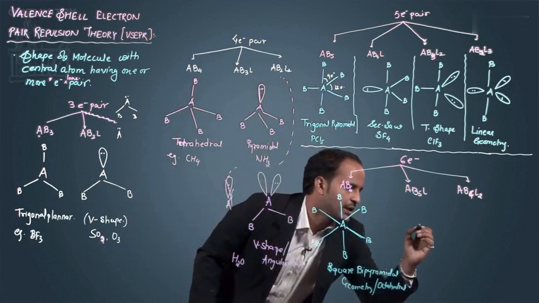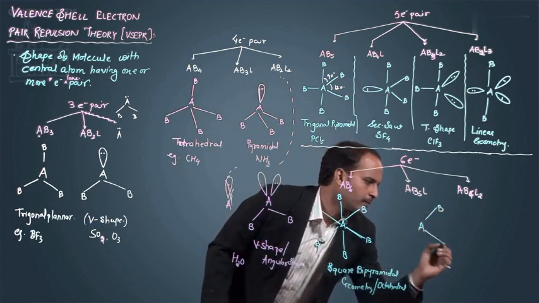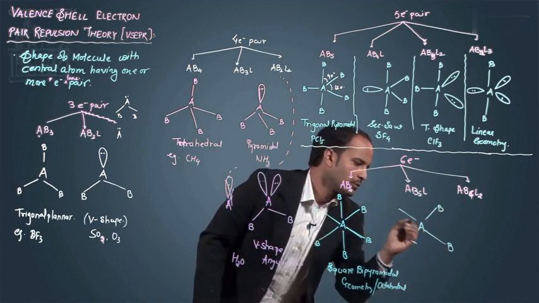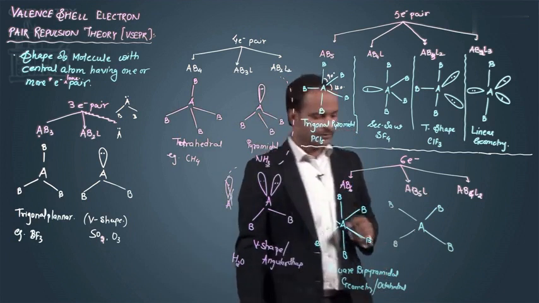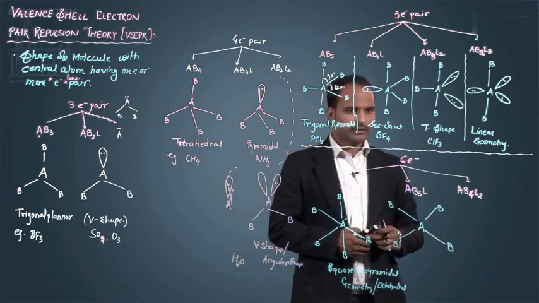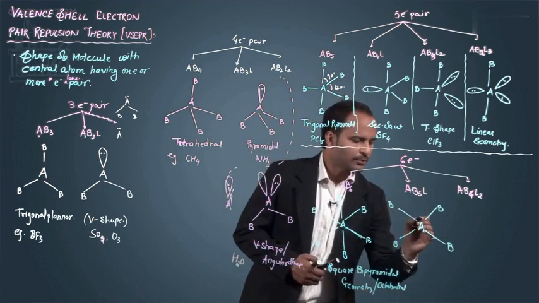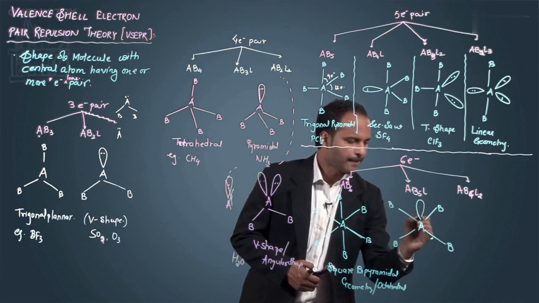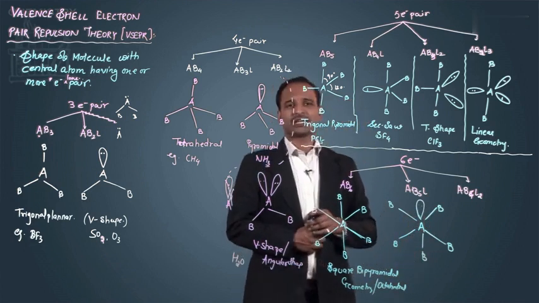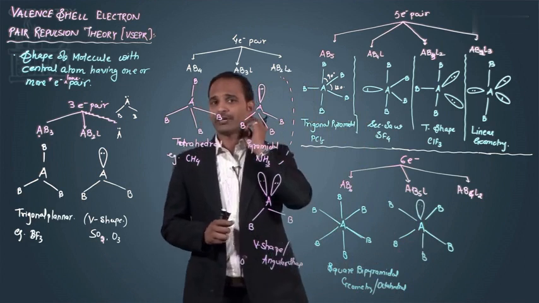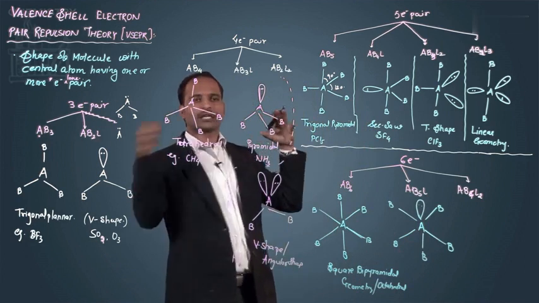AB5L, A is at the center. This is B, B and B. One is an electron pair, one is a lone pair electron. So this lone pair electron is suppose here, and the 5th B. Now we are having only 5 bonds, 4 at the corner and 1 is here. So I can see here we are getting a pyramidal shape.